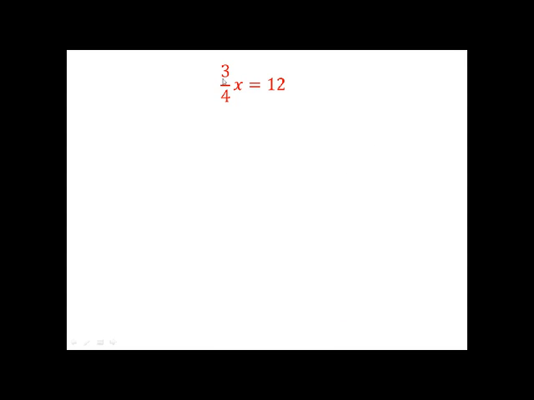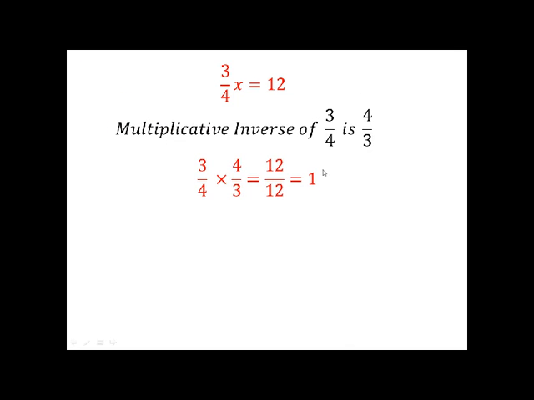Here's another example. 3/4 x equals 12. What is the multiplicative inverse of 3/4? And remember, when we're working with fractions, we just flip the fraction, correct? Let's see if that works out, if 4/3 is in fact the multiplicative inverse of 3/4. Here's 4/3, here's 3/4. 3 times 4 is 12. 4 times 3 is 12. 12 divided by 12 is 1. So it is true that 4/3 is the multiplicative inverse of 3/4.